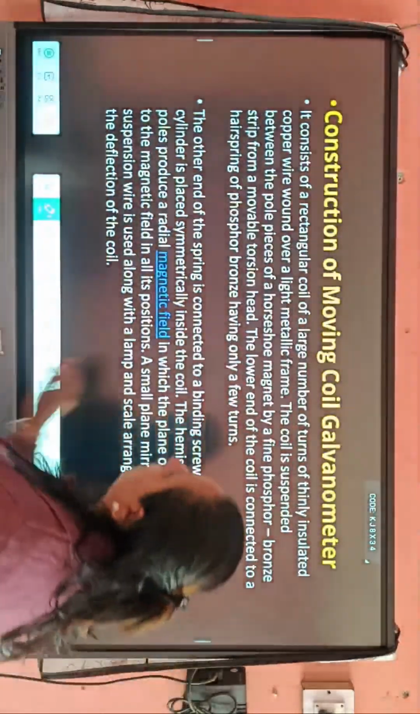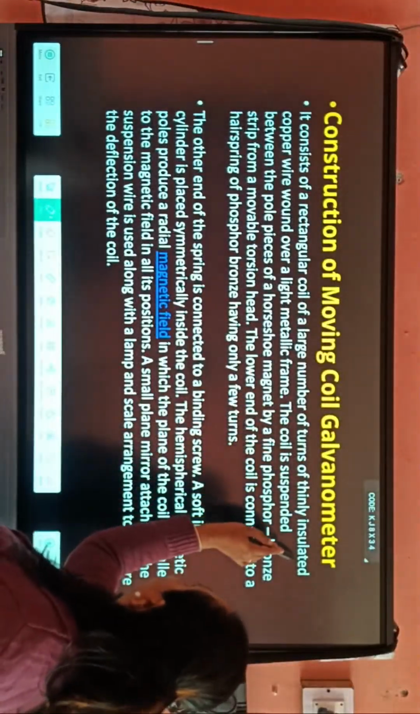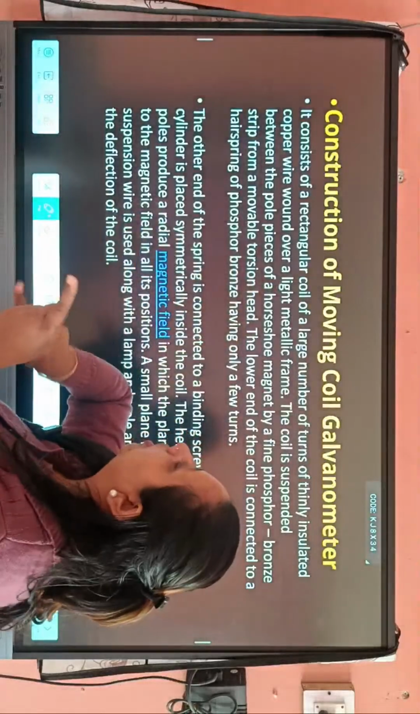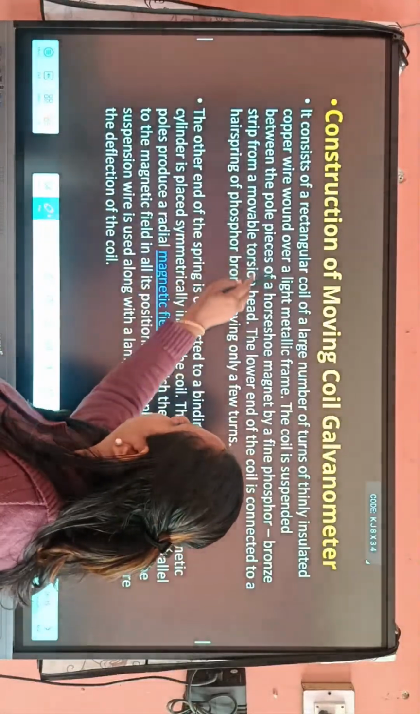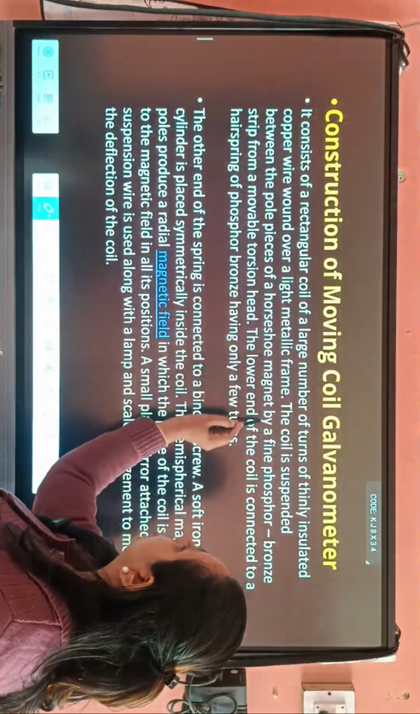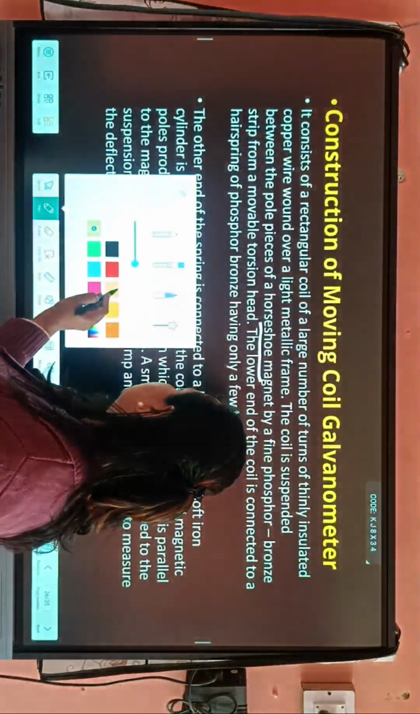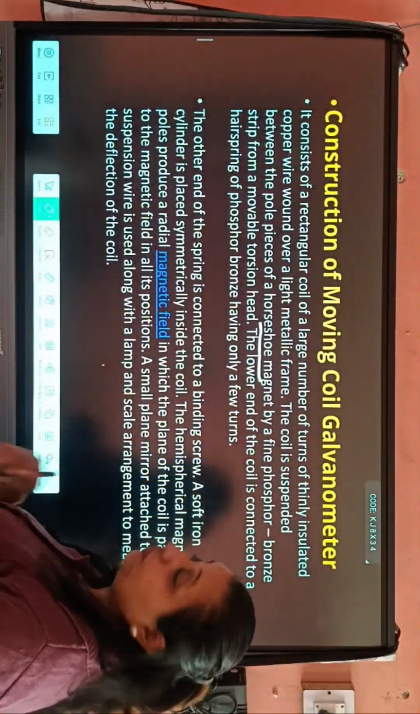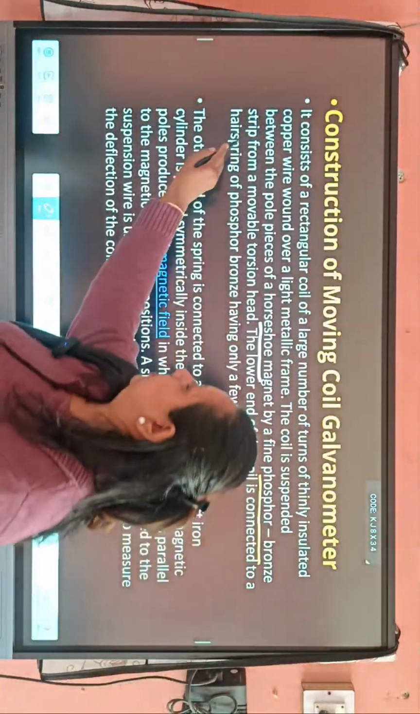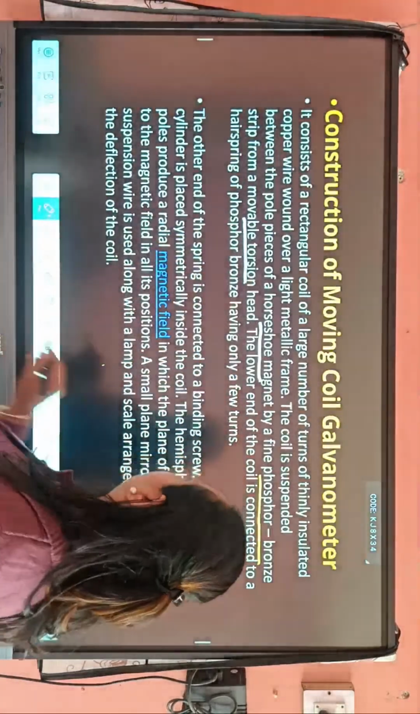This is the principle. Construction: it consists of a rectangular coil of a large number of turns of thinly insulated copper wire. ठीक है, एक rectangular coil होगी जिसपे n number of copper wire wound होगा. Light metallic frame. The coil is suspended between the poles of a horseshoe magnet. Horseshoe magnet के poles के बीच में वो रखी होगी. That means to provide the permanent uniform magnetic field. And there is a phosphor bronze strip movable जो होगी that is connected with that rectangular coil.